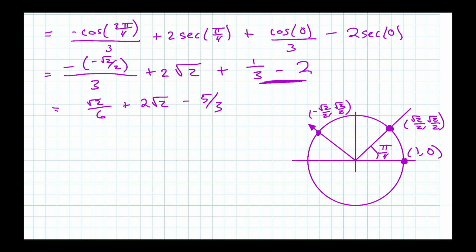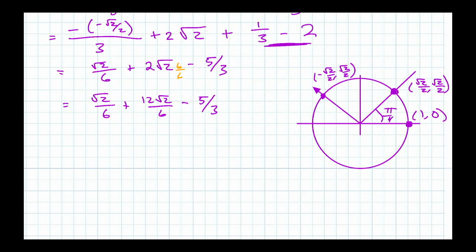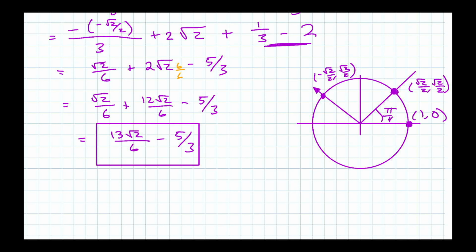This was done on a computer, and then we can add these. So I'll just add them by hand. Square root 2 over 6 plus, if you multiply this by 6 over 6, it will be 12 square root 2 over 6 minus 5/3. And finally, these can be combined. So we're going to get 13 square root 2 over 6 minus 5 over 3. And that's probably as much as I would want to do. That would be my answer.